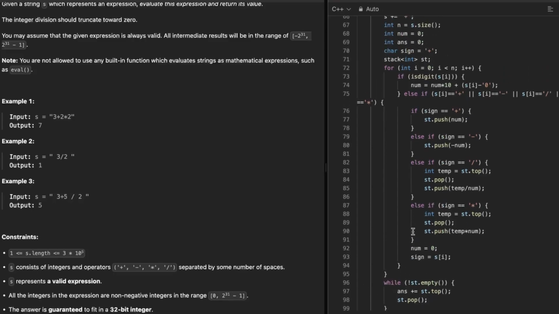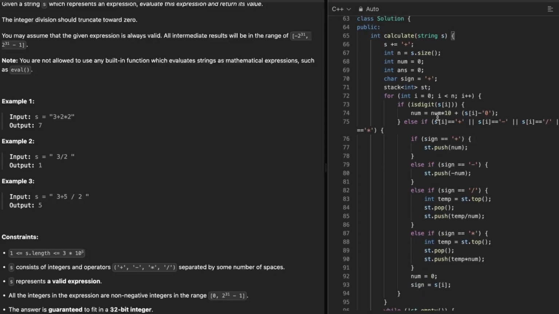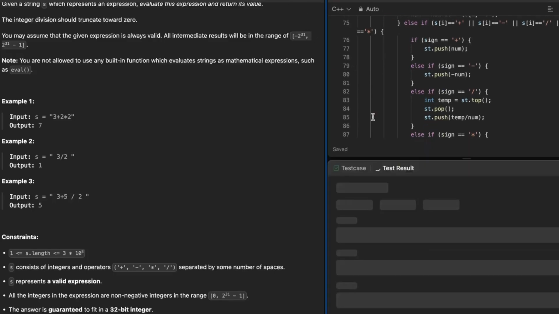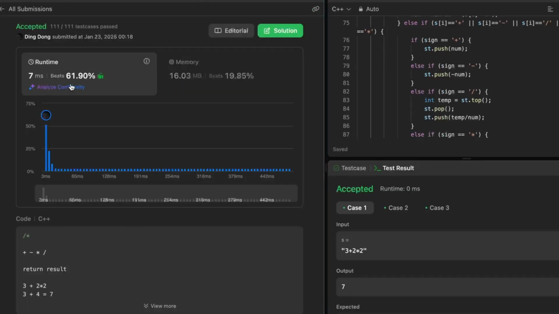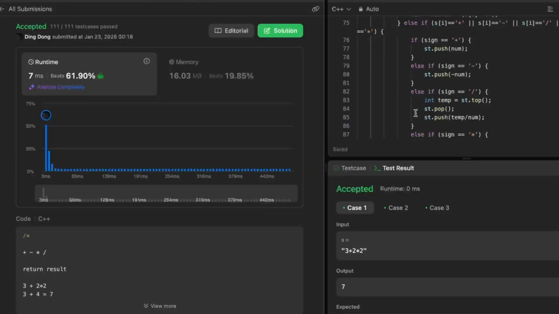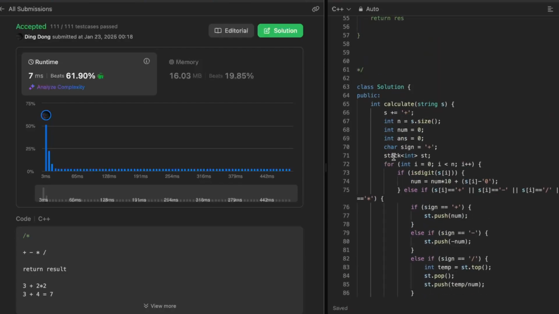Let's check for any compilation errors. So this looks fine, I don't see an issue here. Yeah, let's run it. Oh, awesome. So we will just submit this and see what's the time complexity and stuff. So it beats 61% of solutions. We can analyze the complexity. So time complexity is order of n, which also makes sense, and space complexity is order of n as well, because we are pushing at least every character once.